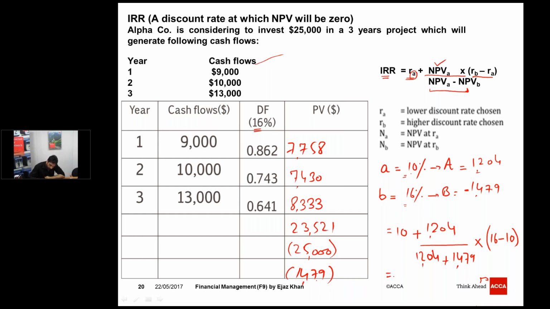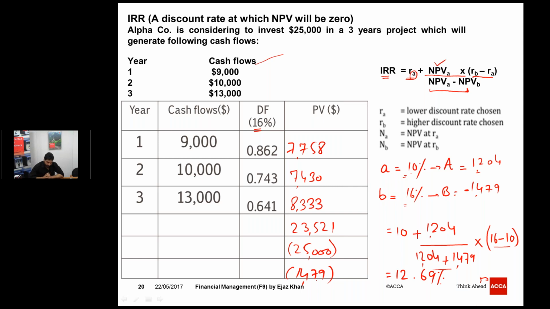All you have to do is first take the difference of these two values and the sum of these two. So divide 1204 with the sum of these two values, and then multiply it with the difference of these two, and whatever figure you get, just add it into 10 and tell me what's the answer. It's approximately 12.69%. Okay, thank you very much. 12.69%.